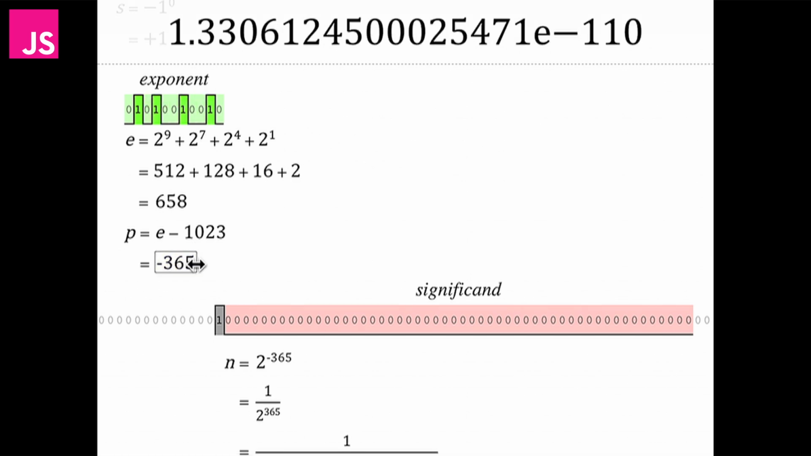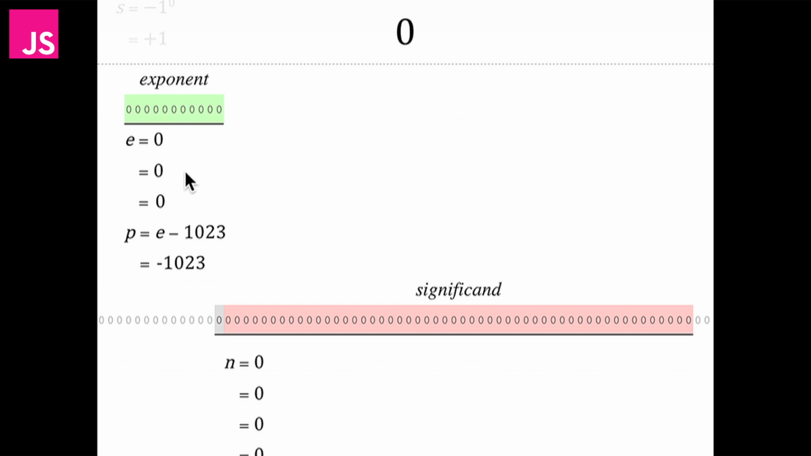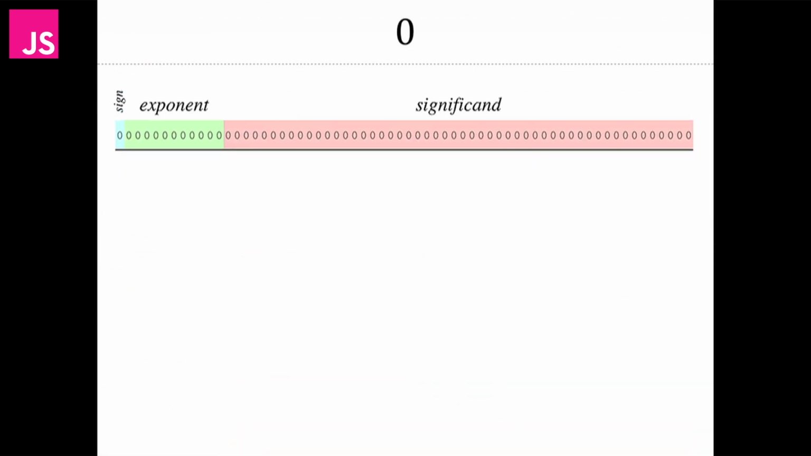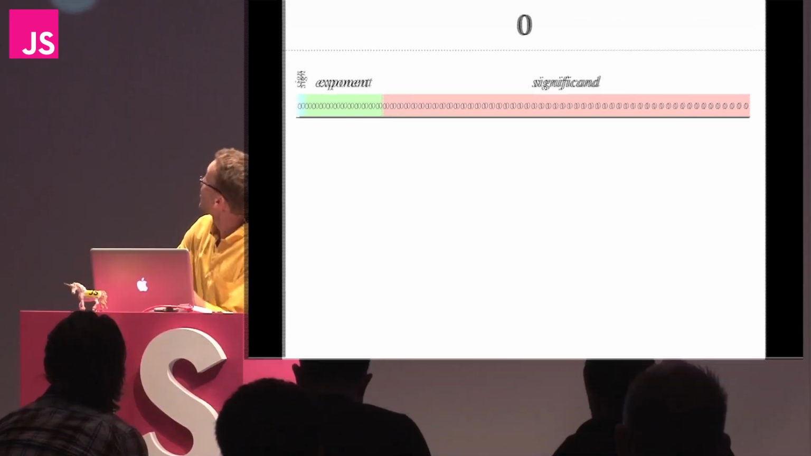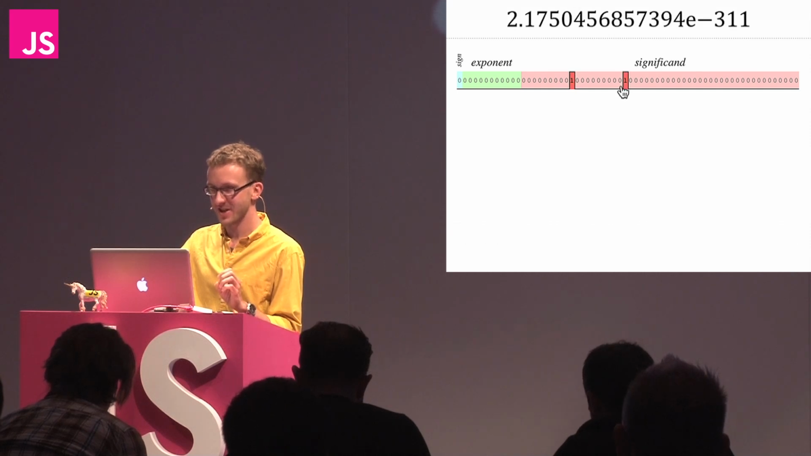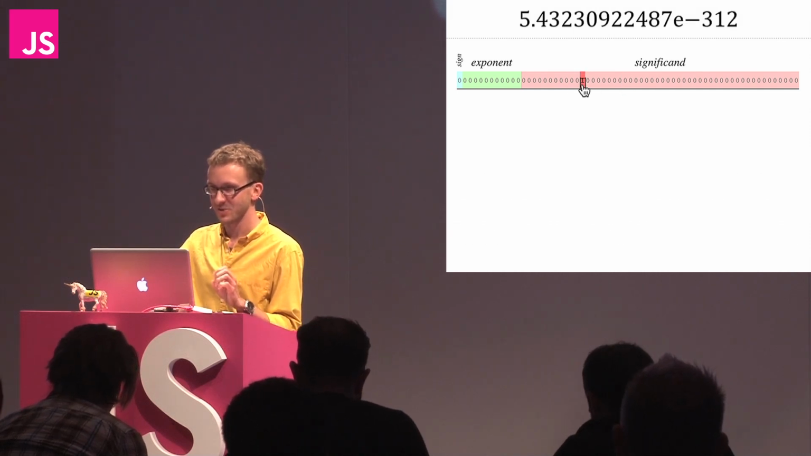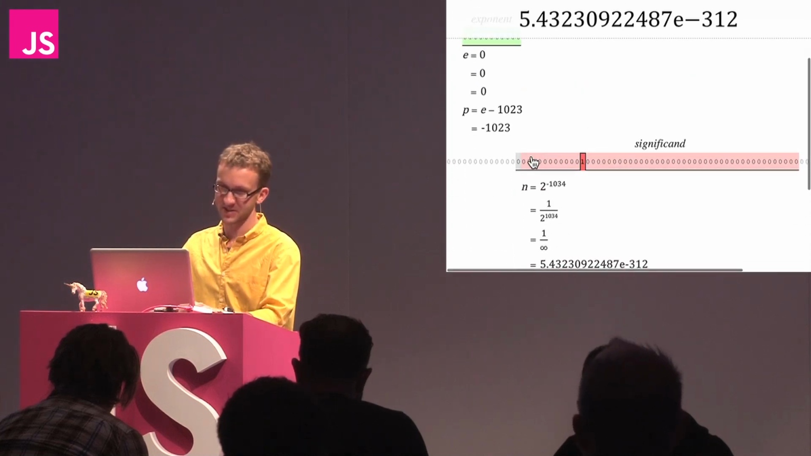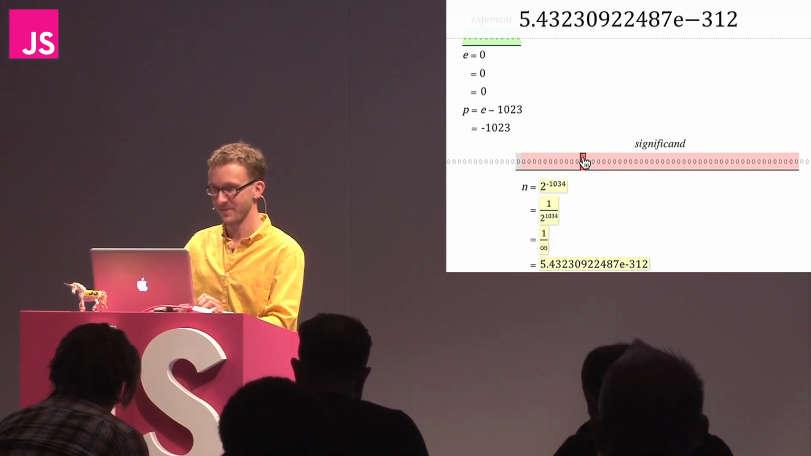So when our exponent gets its lowest possible value, so when all bits of the exponent are 0, so our exponent is -1023, the hidden bit also turns to 0. So this way, we can represent 0 as all the bits being 0. And we can, of course, change some bits in the significand to represent numbers very close to 0. They are called subnormal values because of this hidden bit being 0.